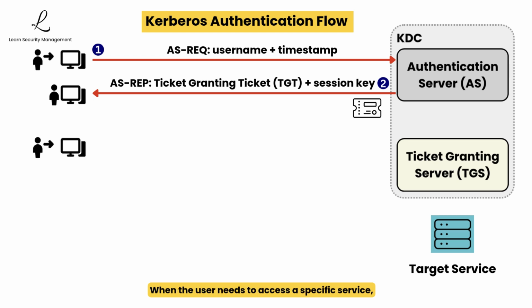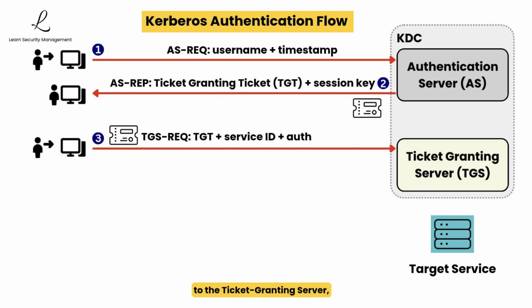When the user needs to access a specific service, their workstation presents the TGT to the ticket granting server, along with the request for the desired service. The client also sends an authenticator encrypted with the TGS session key to prove the possession of the legitimate session.